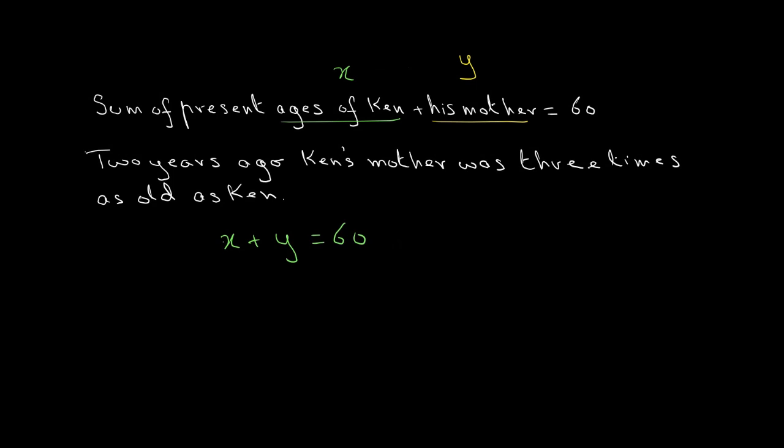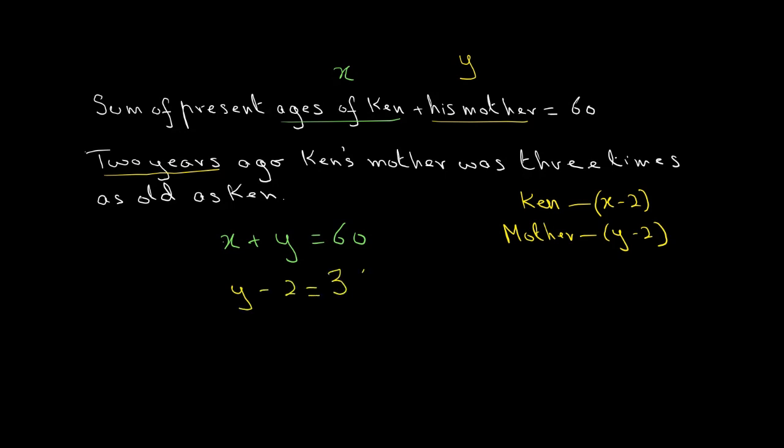Now the important thing is 2 years ago. So how old would Ken be? Well, 2 years ago, Ken's age would be x minus 2, because that's 2 years ago. And his mother would be y minus 2, right? That's 2 years ago. Ken's mother, so y minus 2, was 3 times as old as Ken. Well, Ken's age at that time was x minus 2. So now we have this equation, which is y minus 2 is equal to 3x minus 6.